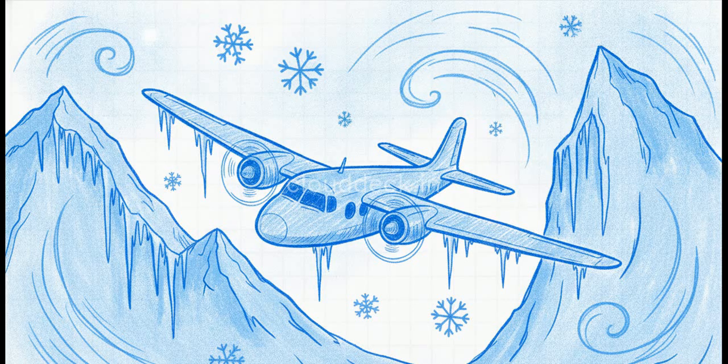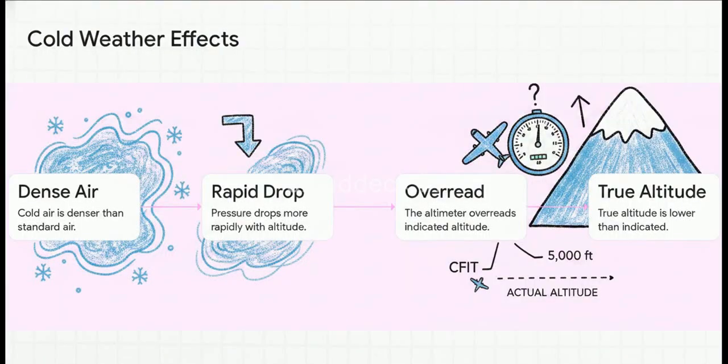But we aren't always flying way up high in the sky. What happens near the ground, say during an instrument approach through mountains, when the real-world temperature is much, much colder than that standard 15 degrees Celsius? Flying in weather colder than the ISA model actually introduces a terrifying hidden danger. Let's work through exactly why extreme cold is so dangerous.